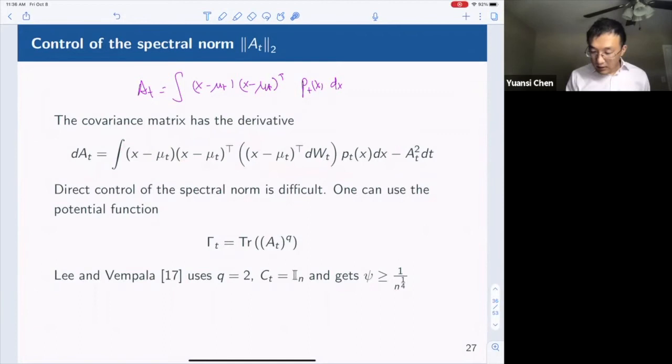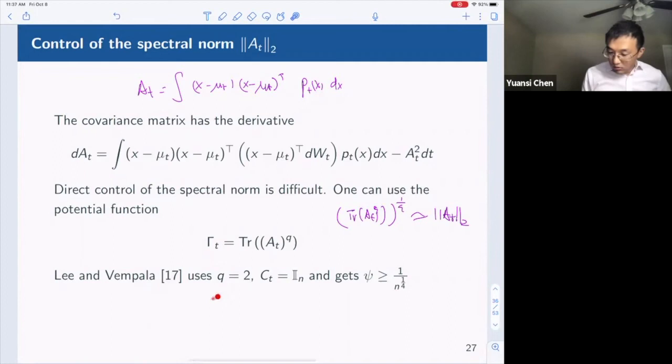Usually people use this kind of potential function. So you raise this A_t to the power Q and take the trace. And you know that this trace of A_t to the Q, then to the 1 over Q, is very close to the spectral norm of A_t. And that's the idea. Then Lee and Vempala actually tried many Qs, but the one they had success with is taking Q equals 2 and control matrix C_t equals identity. Then they get an isoperimetric inequality of order 1 over n to the 1/4.